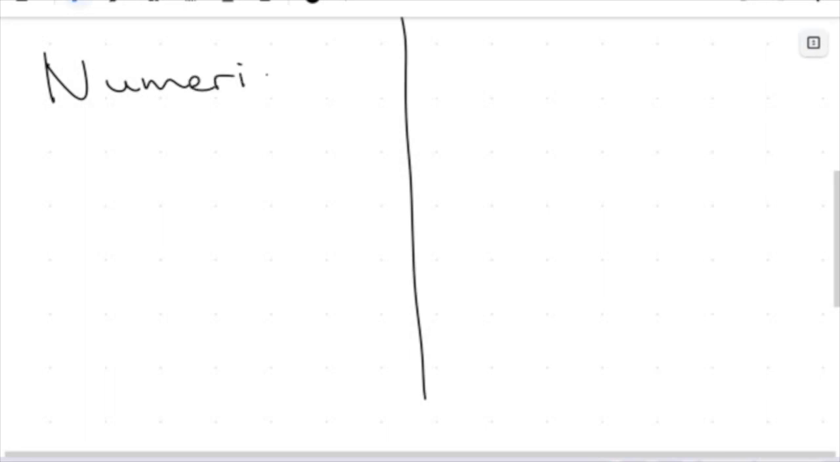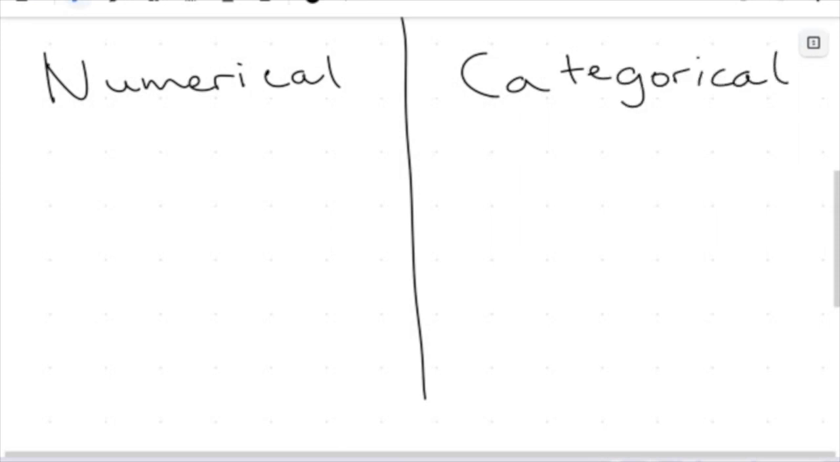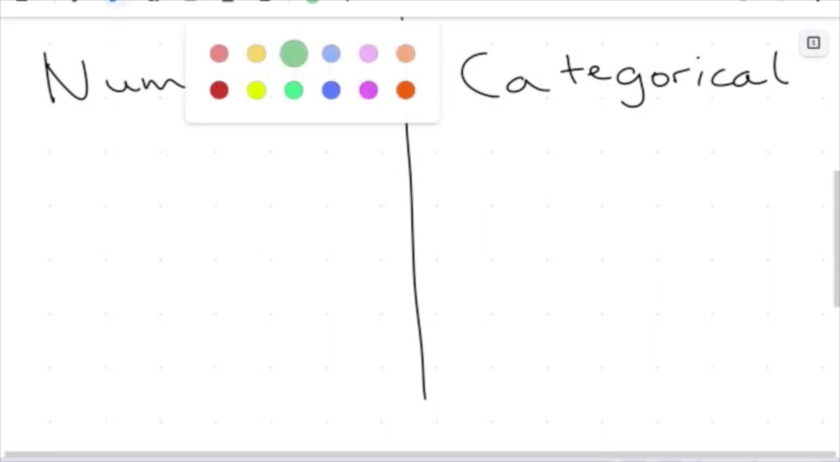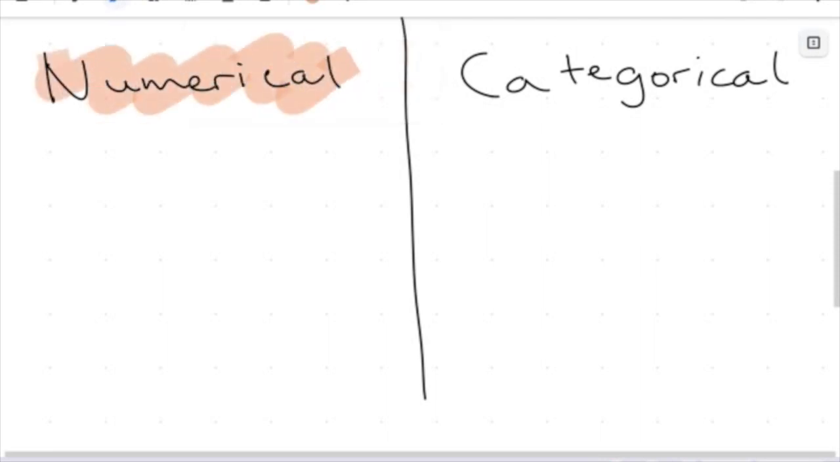Now, there are two main categories of data. One of these is called numerical data. Numerical data, the other is categorical. Now, what do these mean? Well, one of these, hopefully in the name, should seem pretty self-explanatory. Numerical data is dealing with numerals. It's dealing with numbers. Numerical sounds like number.